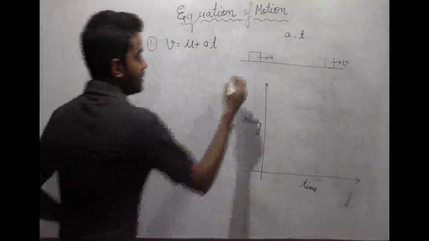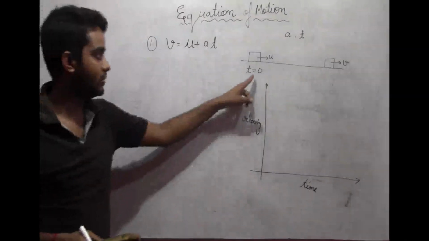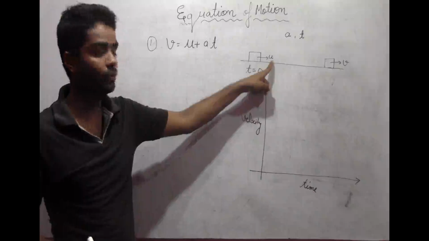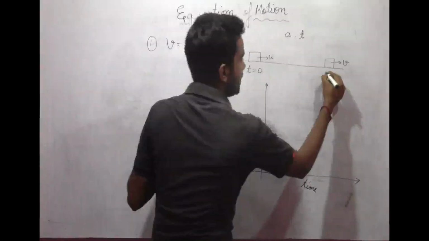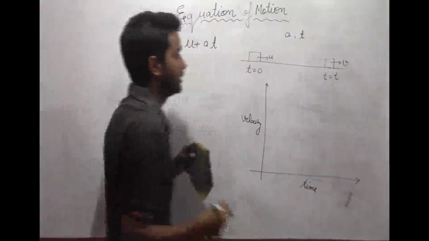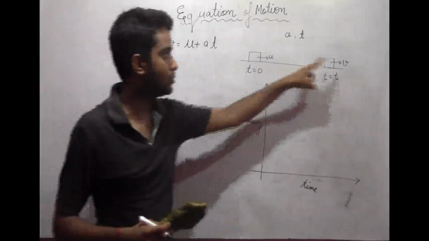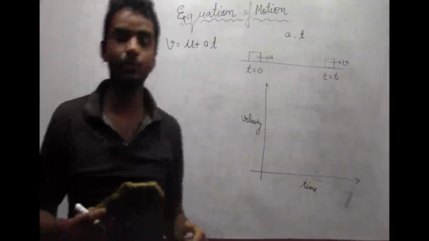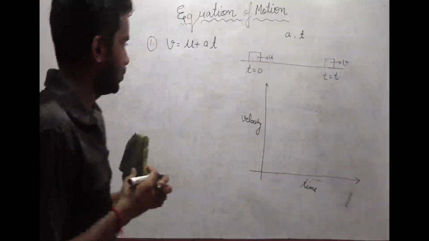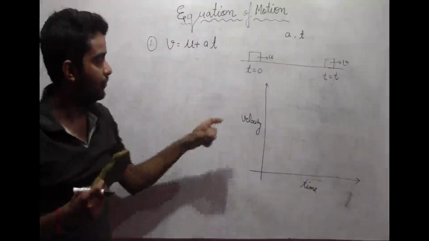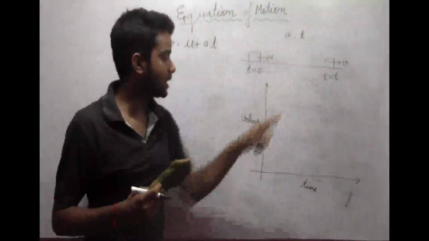Now at the initial state, at t is equal to 0, what is the velocity of the body? You will say U. After time t, that is from time 0 to t, its velocity changes from U to V, and the body is moving with a uniform acceleration. Next, I am going to plot the velocity time graph with the given data. On this data, how can you plot?